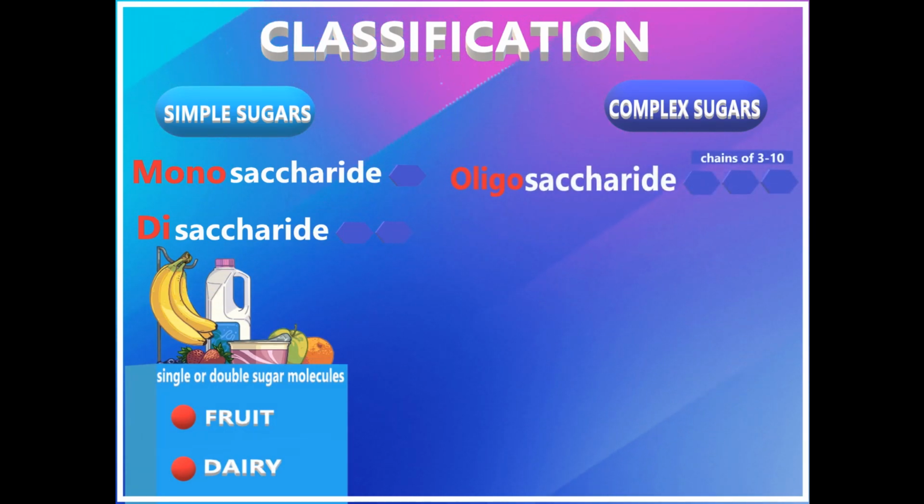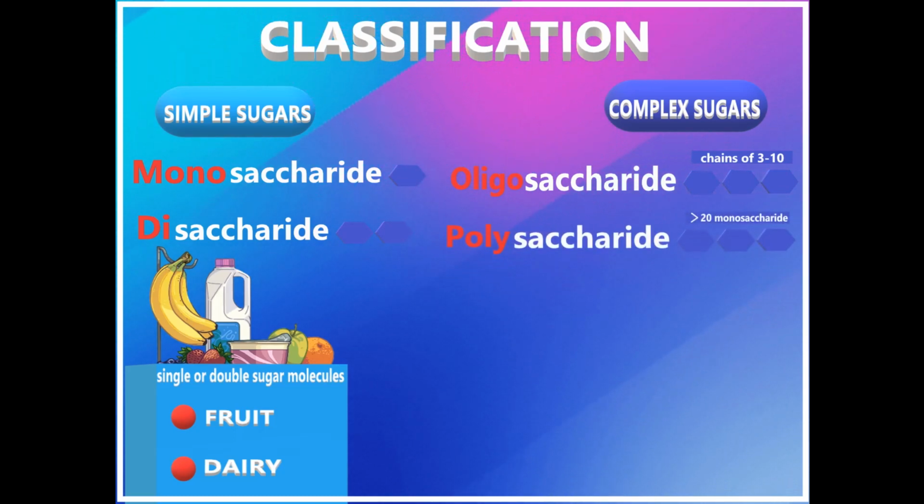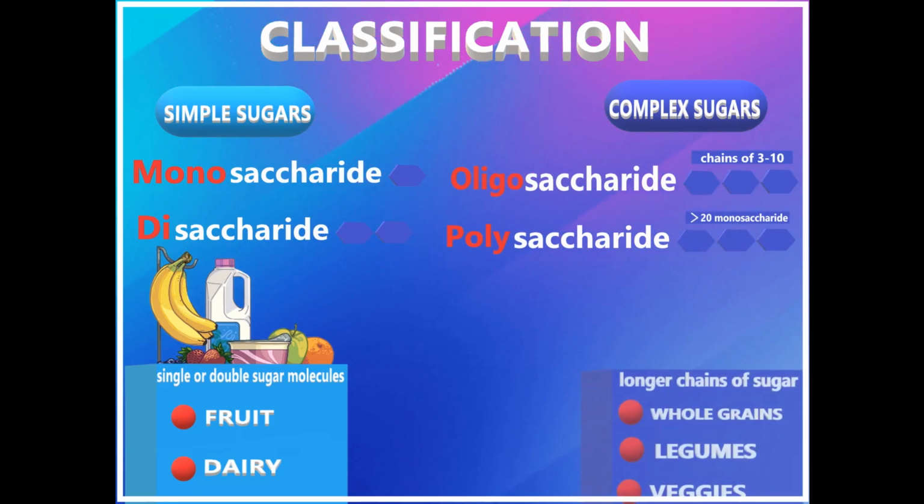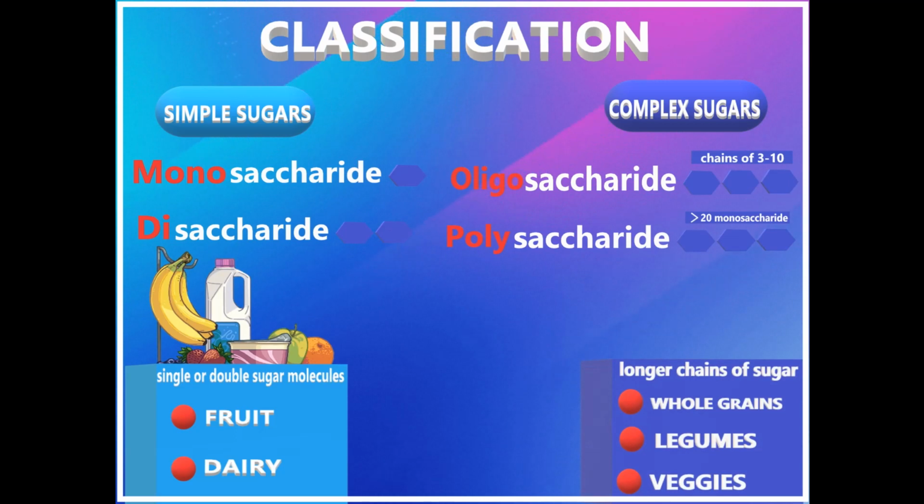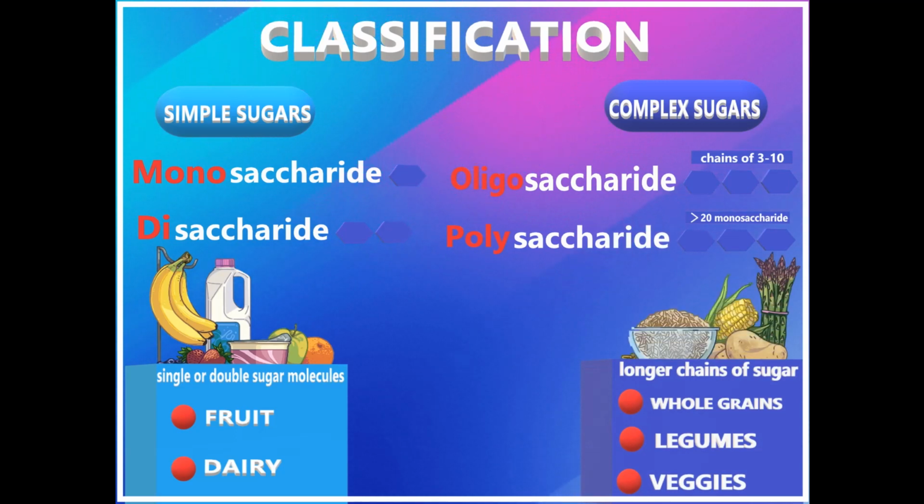Complex sugars are oligosaccharides, made out of chains of 3 to 10 monosaccharides, or polysaccharides, more than 20 monosaccharides, like whole grains, legumes, and vegetables. They take longer to break down and get absorbed better.